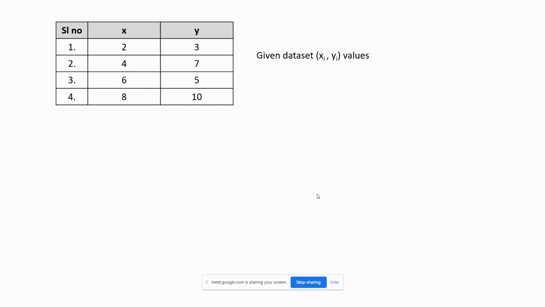This is an example of your data set. Suppose you have 4 data sets. This is a very simple data set. You can have n number of values. You can have thousands of data to handle. You can use Excel sheets to handle this data.